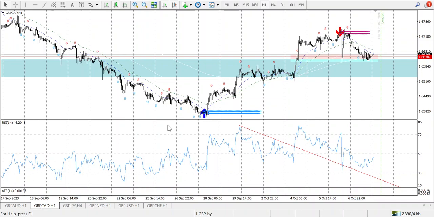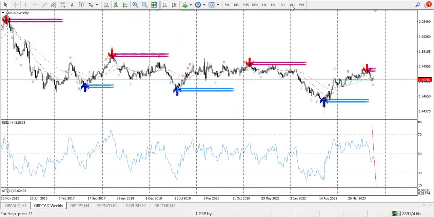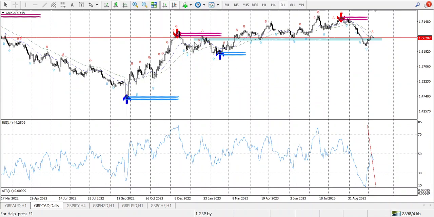Coming to GBP CAD, again seeing the weekly time frame, yeah, bullish engulfing. It's in a bullish engulfing at the same time in day. It's at a very major support area, but yesterday it showed the evening star. So here is a doji candle, indecision candle, then evening star, so bullish candle.